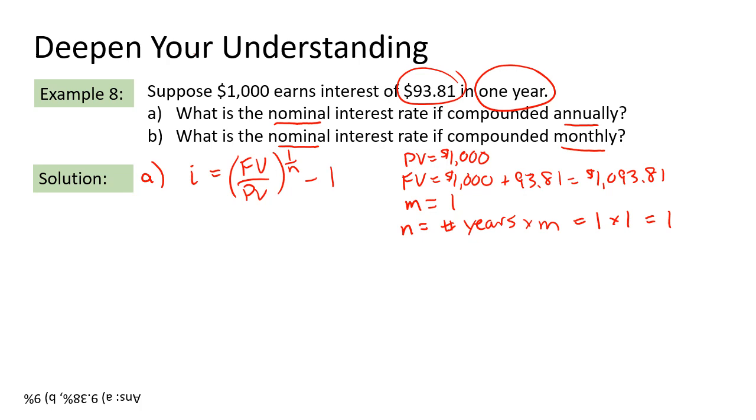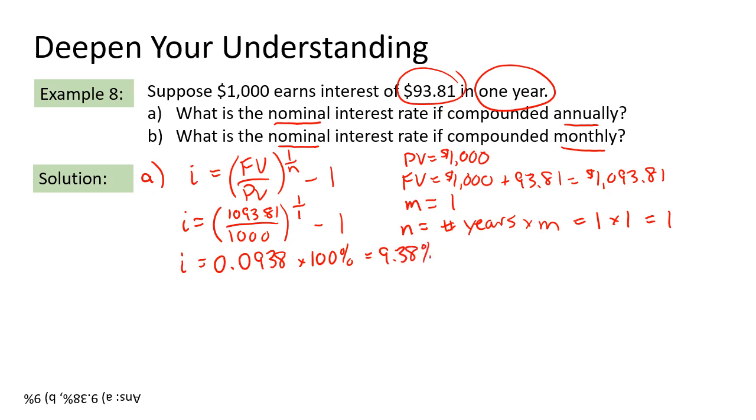So we can substitute each of these values in now. i is equal to $1,093.81 divided by 1,000. That's the exponent, simply 1 over 1, minus 1. And we get an answer for i of 0.0938, which again, to convert to a percentage, times 100%, which equals 9.38%.